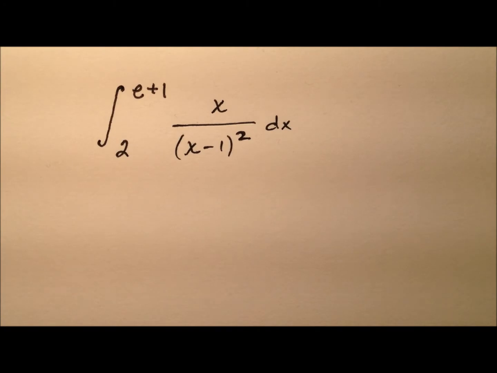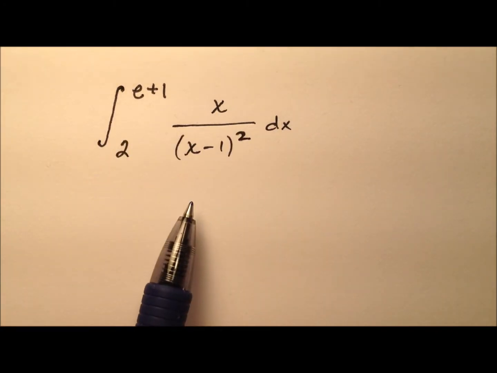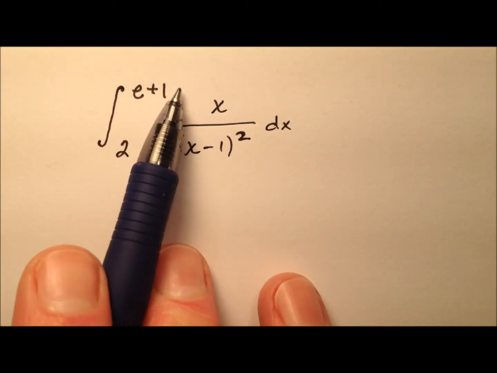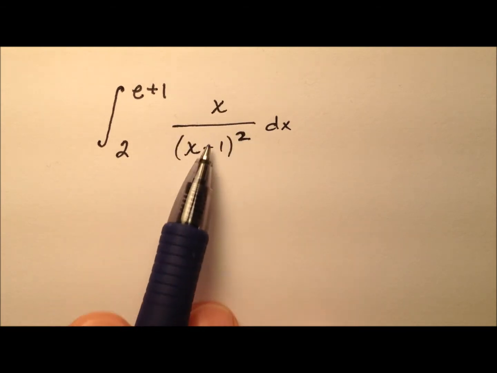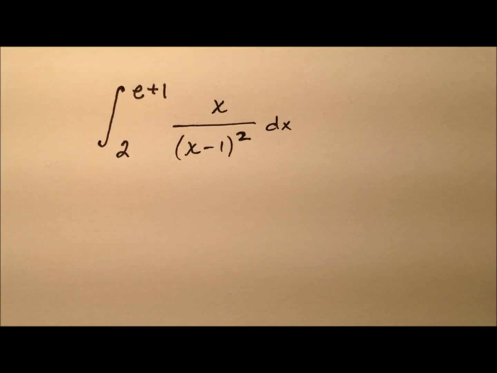In this example, we're going to evaluate this definite integral. We're going to go from 2 to e plus 1, and the integrand here is this rational expression. If you would like to try it first, go ahead and pause the video and do so, and then come on back and we'll work it together.